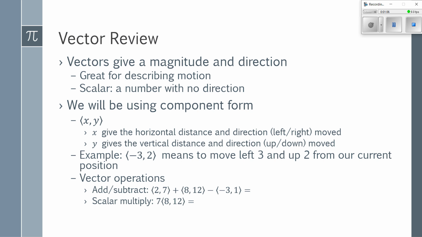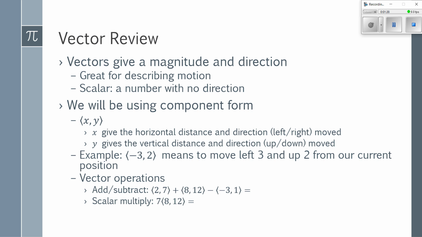Where the x-coordinate is not giving me where to graph it, it's telling me what direction to move left or right and how far from where I started. And y is doing the same but vertically. So when I see the vector -3, 2, it means I'm moving left 3 and up 2 from wherever our current position is. We are able to do vector operations.